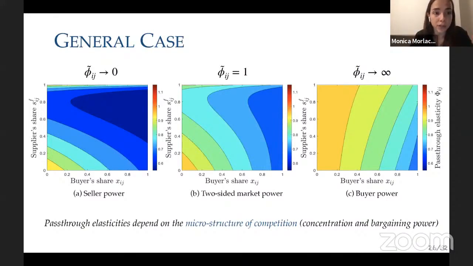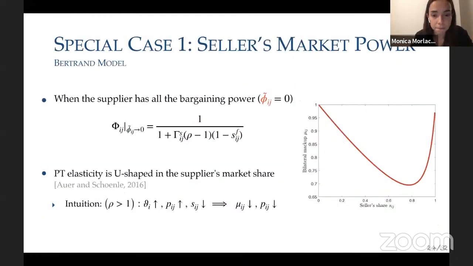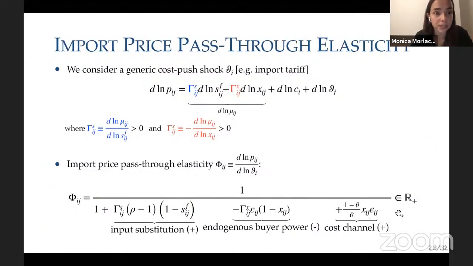And then there's a third force that I didn't mention, which is the cost channel. The marginal cost is increasing in the quantity, in the case with decreasing returns to scale. So as the tariff increases, the price increases, total quantity purchased decreases, and then the cost is going to decrease as well. So the cost channel is an extra force that pulls the pass-through down. These are the three forces at play.